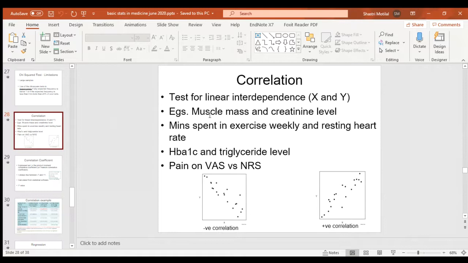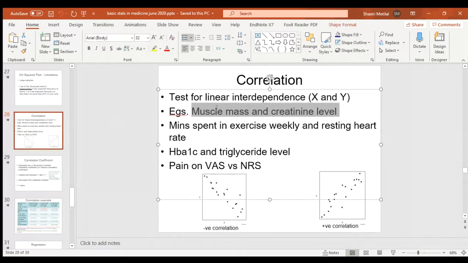So is there an association between a person's muscle mass and their creatinine level? We know that the more muscle mass you have, the higher your creatinine level when you do a blood test. So we would say that both of these are positively correlated. In other words, the bigger the muscle mass, the more creatinine you have in the blood.